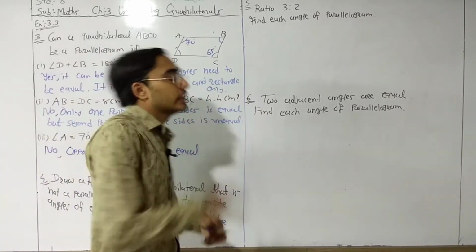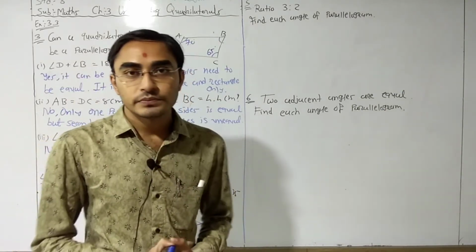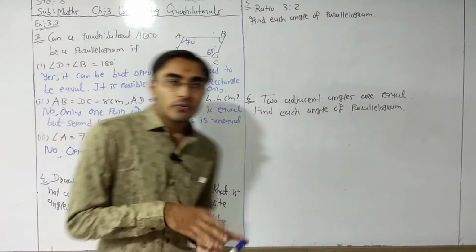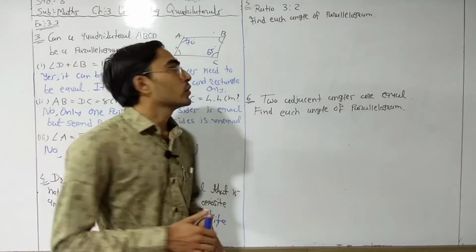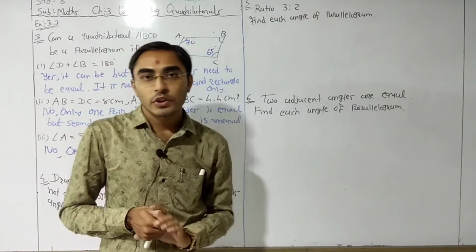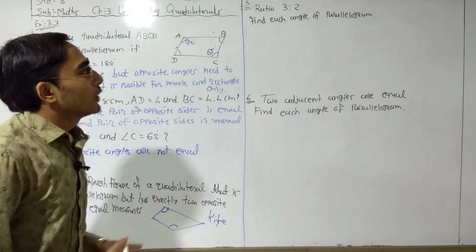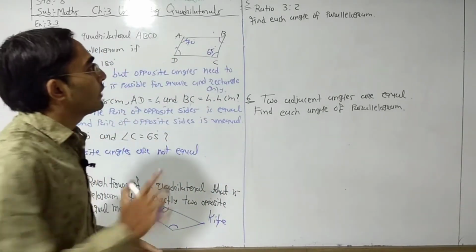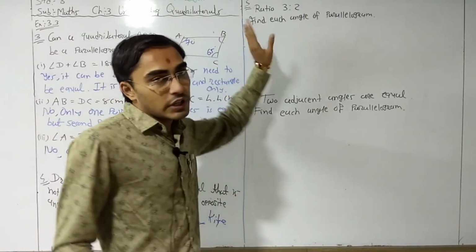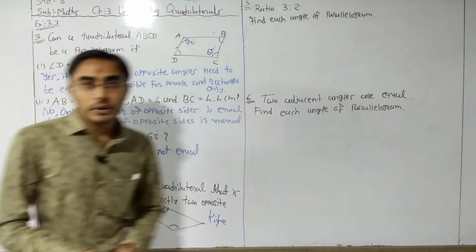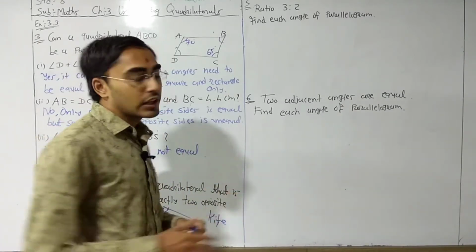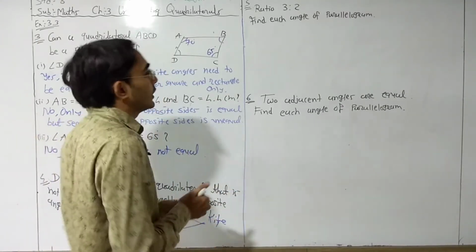Okay, then next is question number 5. Here one ratio is given to you. That means the ratio of adjacent angles of a parallelogram is 3/2. In a parallelogram, two adjacent angles have measurements in the ratio 3:2. We need to find the measurement of each angle of the parallelogram. One ratio is given to you of the adjacent angles. We need to find all the angles of the parallelogram.